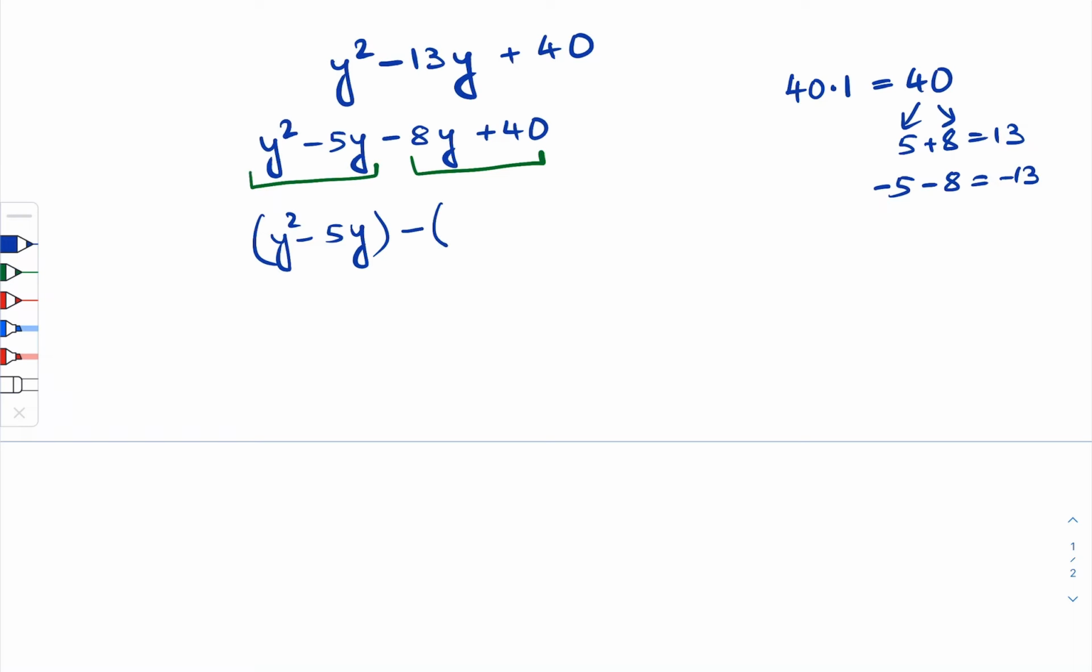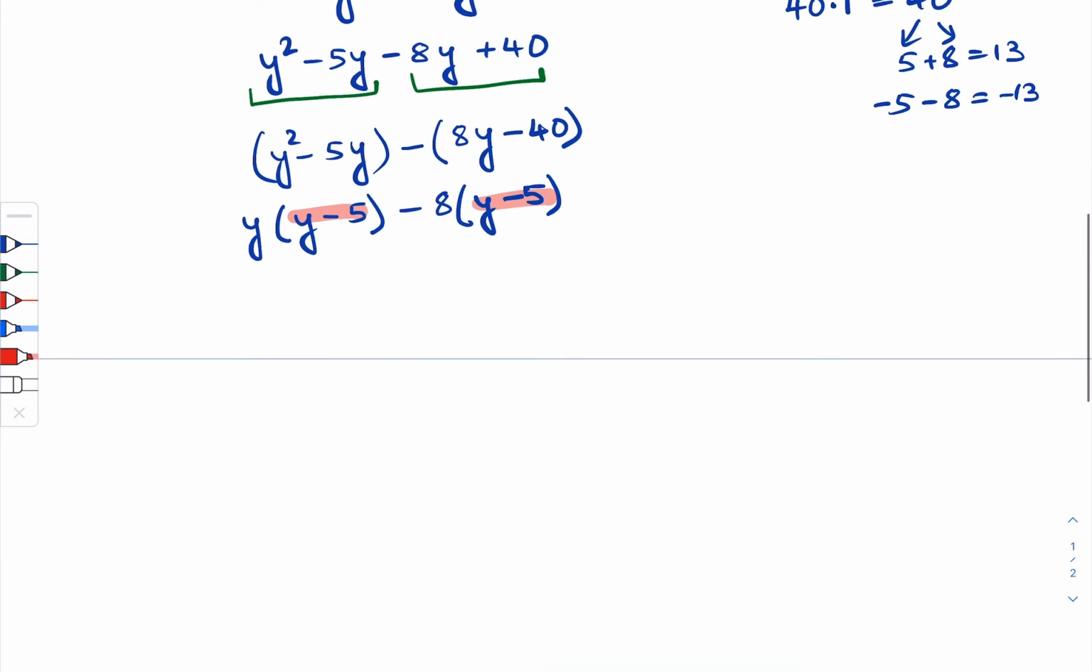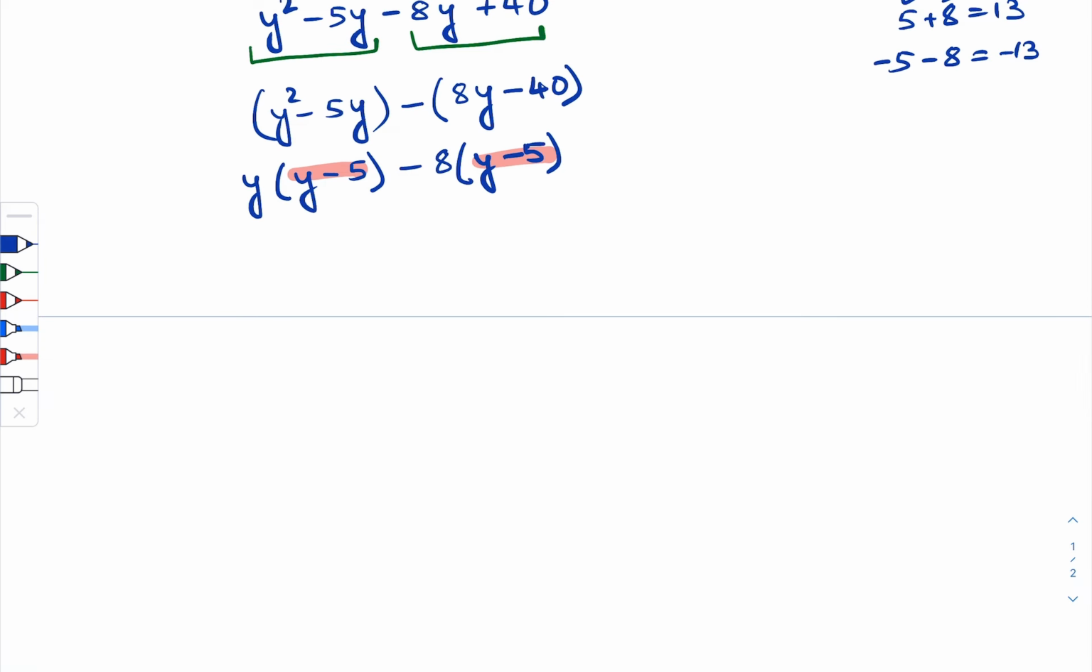So I put the negative, I leave the 8y, and then I'm going to flip the positive 40 to a negative 40. Okay, so there you have it. So now I'm going to go ahead and factor things out. So I pull y out of the first parentheses, so y minus 5. And then for the second, I pull 8 out, so that leaves me with y minus 5. And as usual, both of these match, indicating we're on the right track.